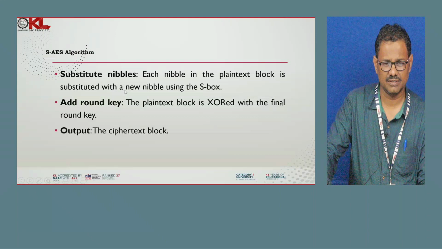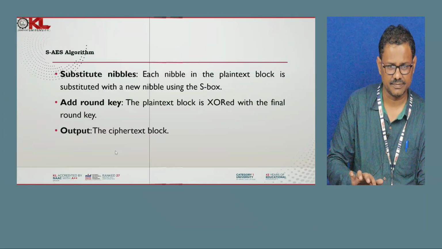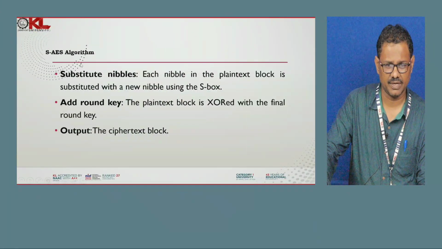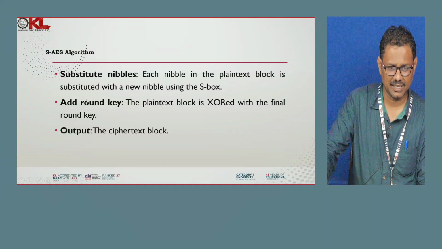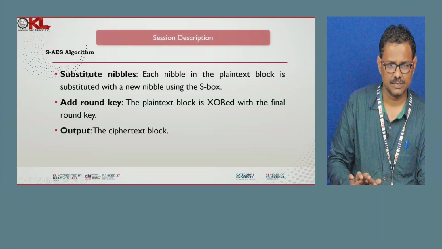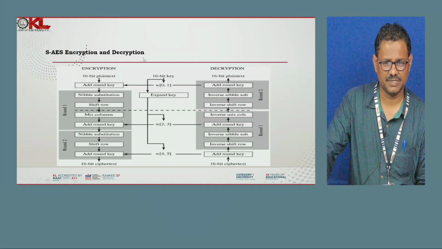In the last round we are dropping one operation. In 9 rounds we are applying 3 operations, but in the last round we are applying only two. So mix columns is missing. Mix columns operation we are not applying on the 10th, last round. So output is the cipher text block. These two steps are applied on the 10th round. So we are applying 10 rounds only. So this is the SIS encryption decryption.